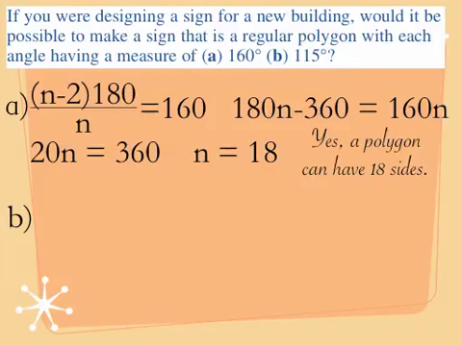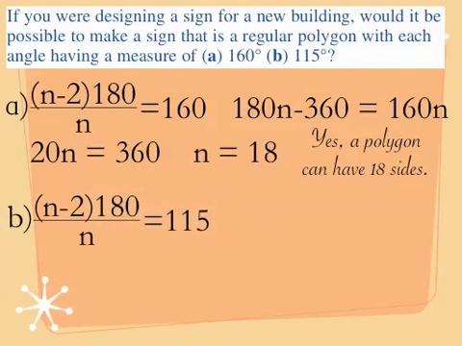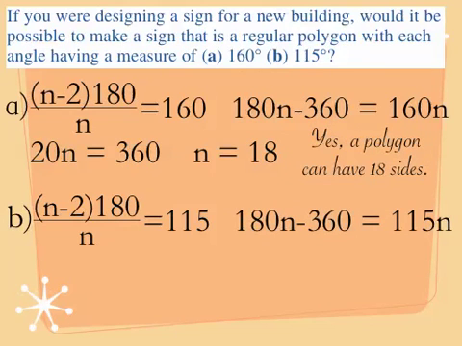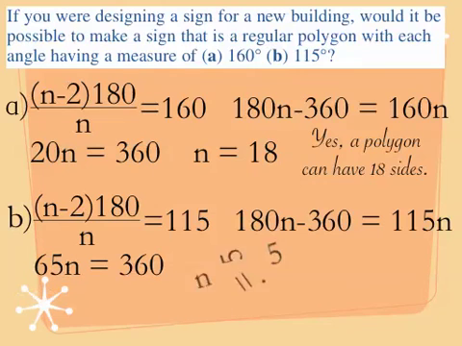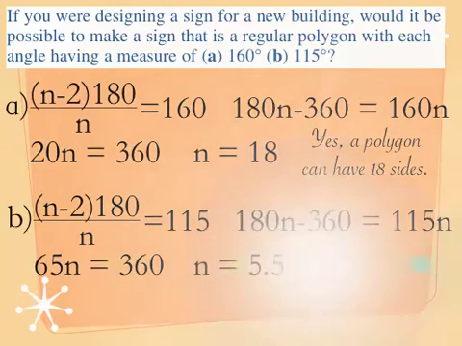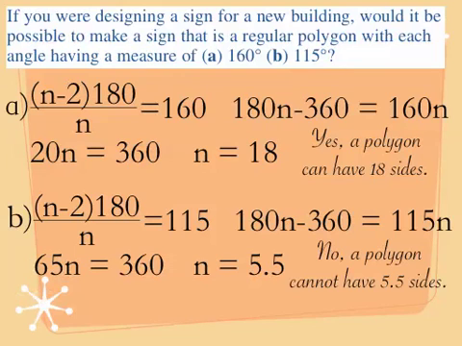Now do the same thing for question B. So set your corollary equal to 115. Do the same thing that we did above, and you get 180n minus 360 equals 115n. Go ahead and combine your n's. You get 65n equals 360, and when you divide by 65 on both sides, you get n equals 5.5. Well, I don't know about you, but I have never seen a polygon with 5.5 sides, so the answer for question B would be no. A polygon cannot have 5.5 sides. It has to have a whole number of sides.